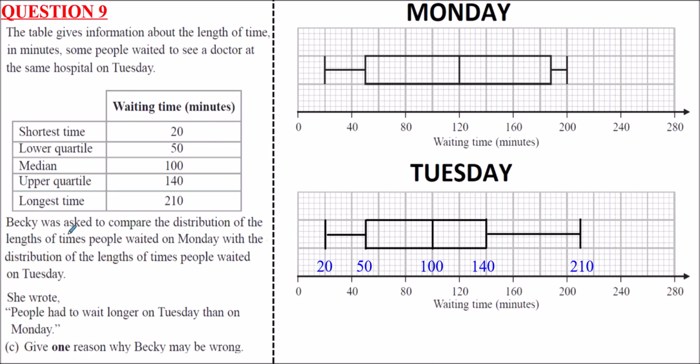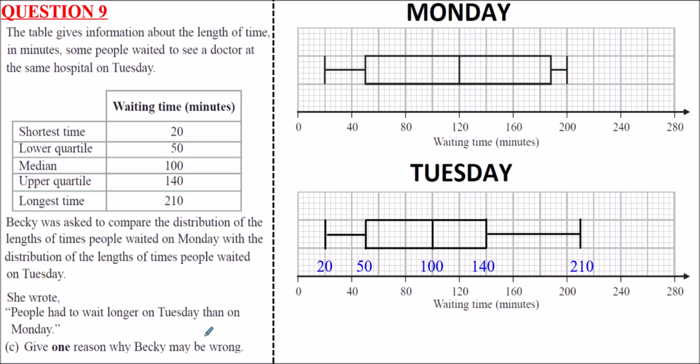Now Becky's asked to compare the distribution of lengths of times people waited on Monday with the distribution that they waited on Tuesday. And she wrote people had to wait longer on Tuesday than on Monday. Give one reason why Becky may be wrong. May is a powerful word. We're not saying definitely she's wrong, but because we're suggesting why she might be wrong, there's actually several things we could put.